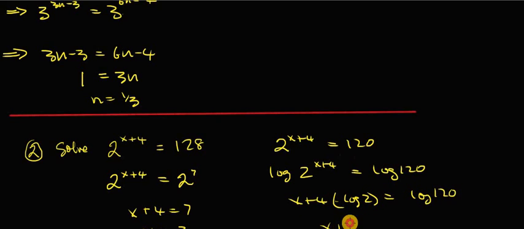And I'm going to get x plus 4, because that's all multiplied by the x plus 2, is equal to log 120 divided by log 2. And then they're going to solve that and subtract 4 from it. That would work as well. Check that out, make sure that works. Okay, that was just as an aside.